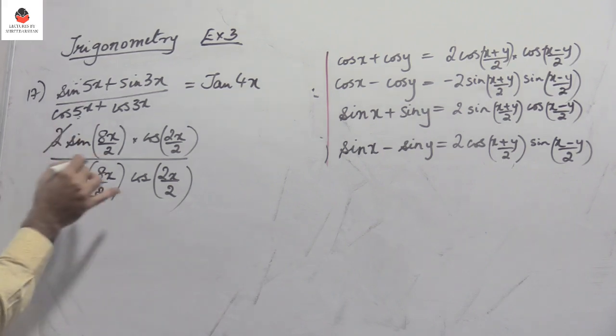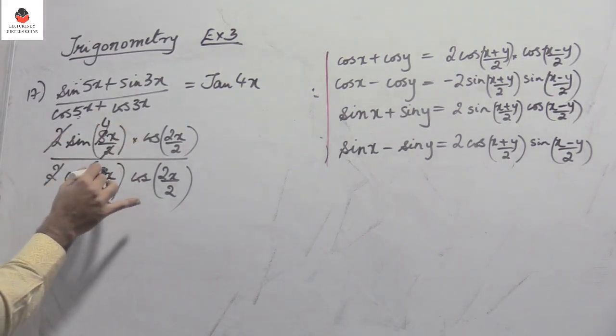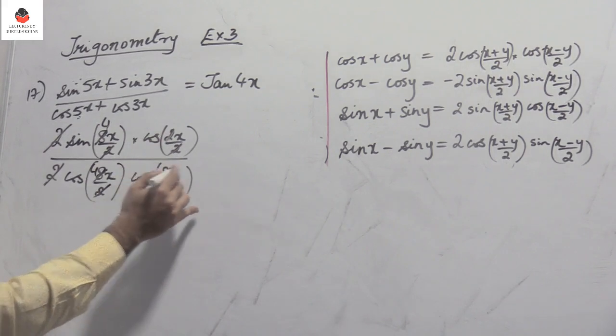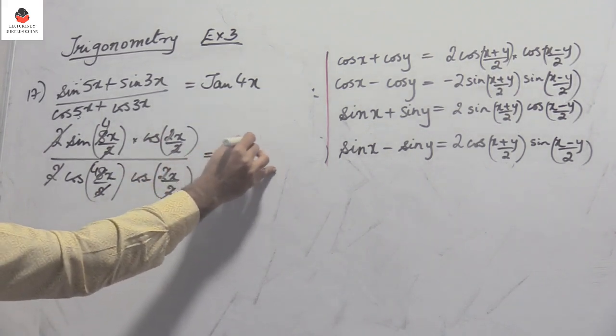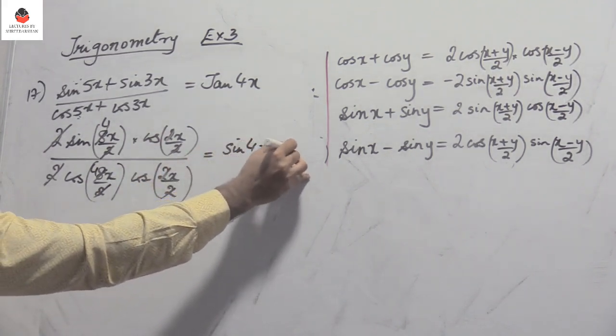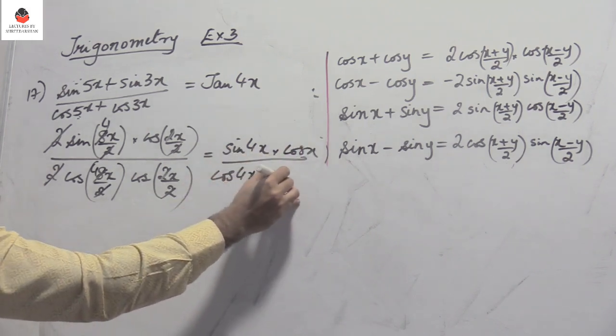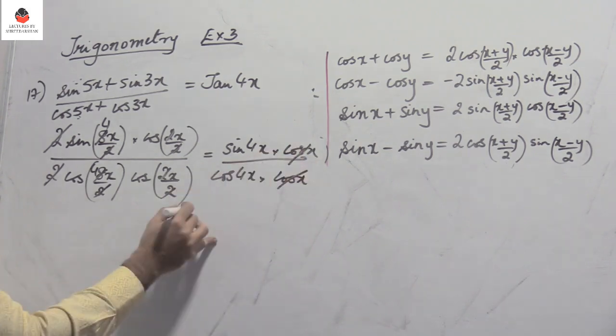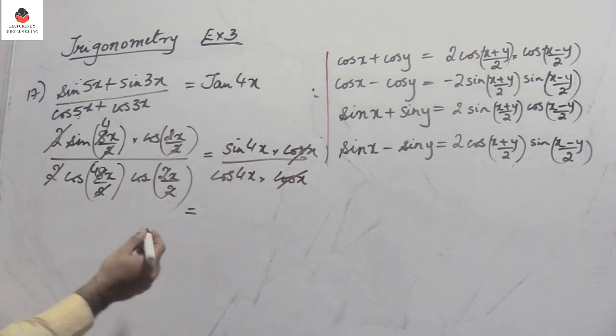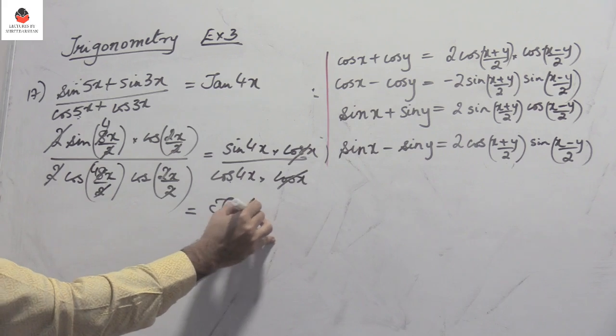So 2 and 2 get cancelled, 2 4s are 8 and 2 again get cancelled. So you have sin 4x into cos x by cos 4x into cos x. So cos x gets cancelled. Sin by cos is tan, so you have tan 4x.